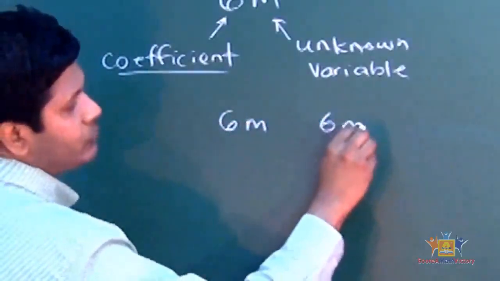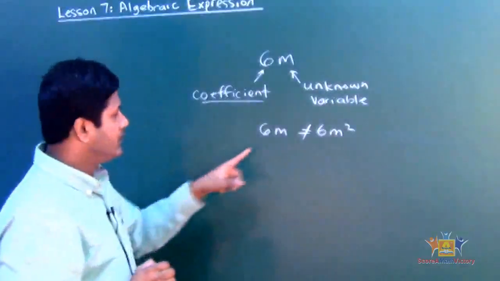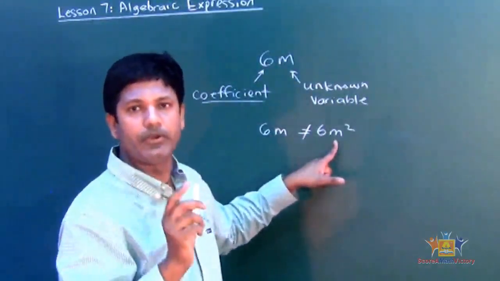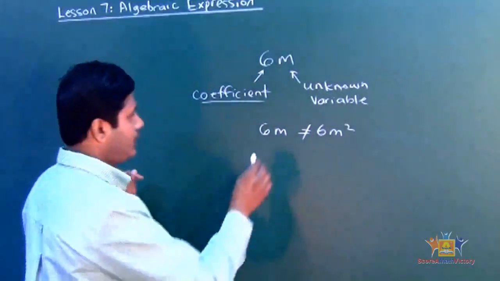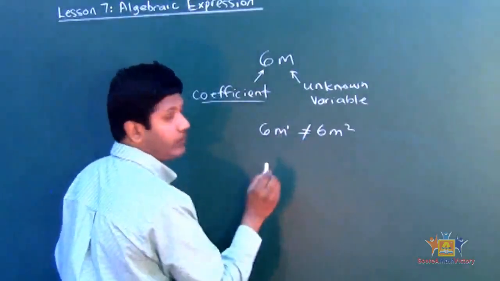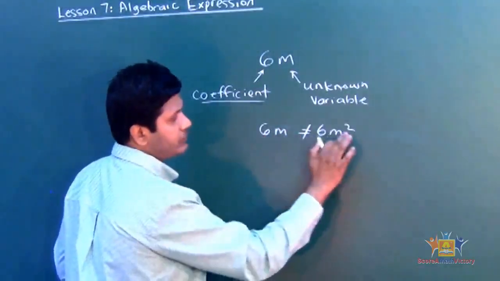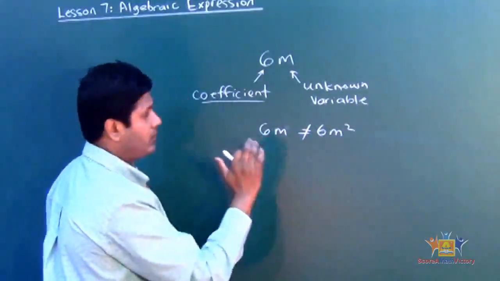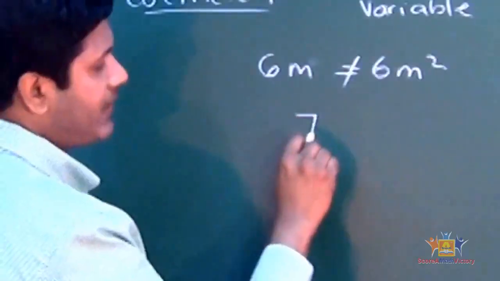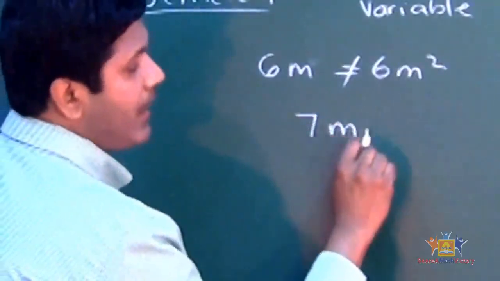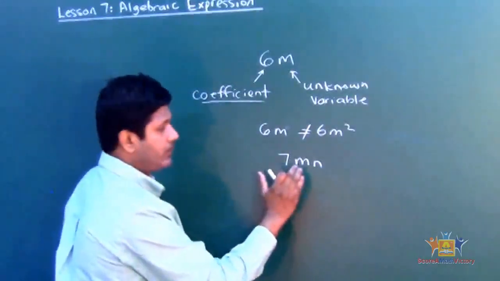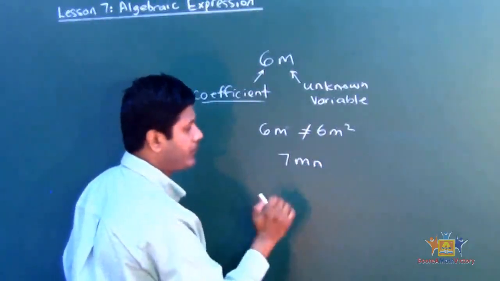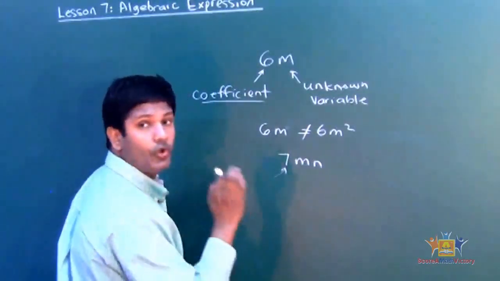Make sure you understand that 6m and 6m squared are not the same. This is one unknown, and this is not. This one has only a 1 on top, but you don't show it. This one has a 2, so it makes a difference. So this is a 2 unknown, and this is a 1 unknown. Now, if I have 7, say, m and n, this one has two unknowns because it's an m and an n. The 7 is still the coefficient.